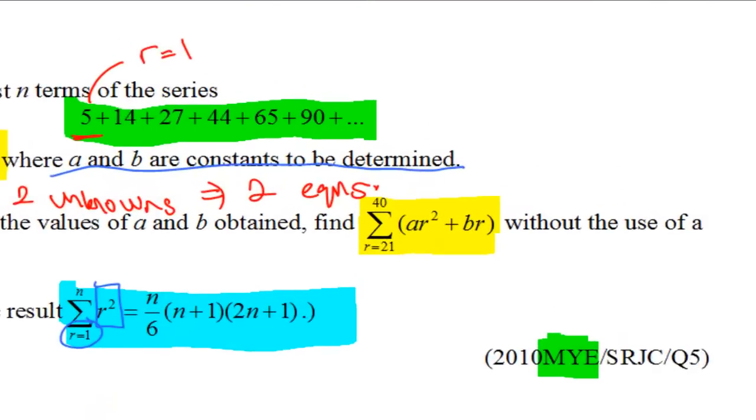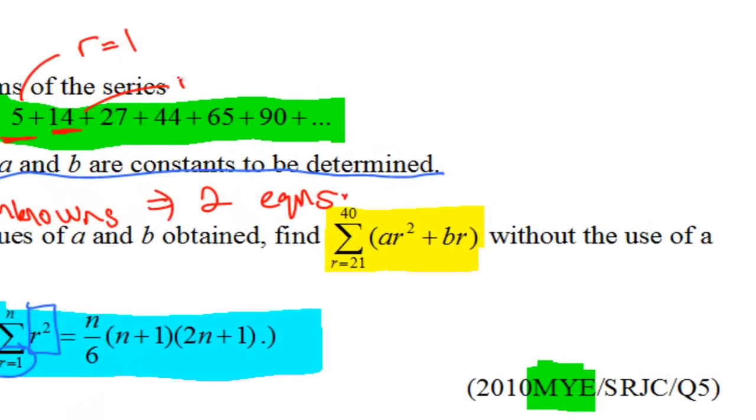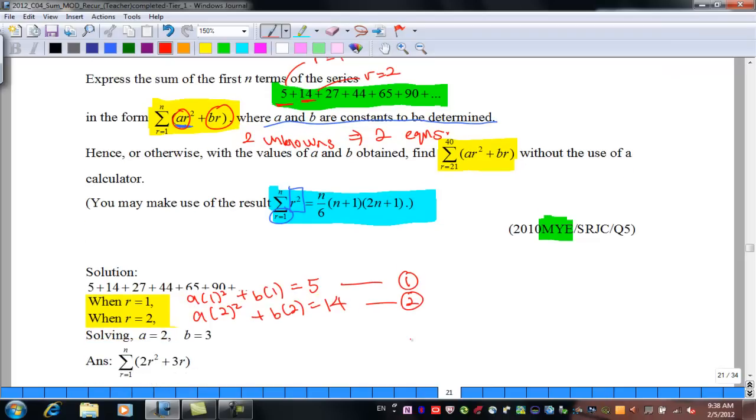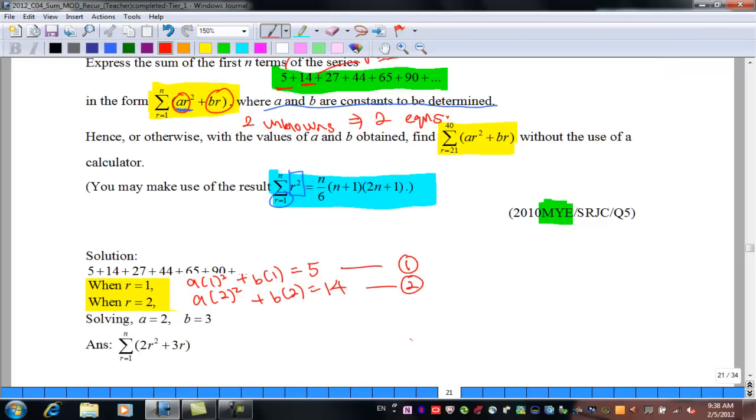Similarly, when r equals 2, I know that I will get the second term of my series. And when r equals 2, my second term is in fact 14. So a times 2 squared plus b times 2 equals 14. And this will give me my second equation. So if we were to solve these two equations using an equation solver or by GC, we will in fact obtain the answer that a is equal to 2 and b is equal to 3.